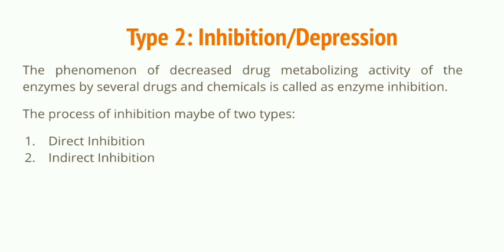The inhibition or depression action of a drug is the phenomenon of decreased drug metabolizing activity of the enzymes by several drugs and chemicals, called enzyme inhibition. The process of inhibition may be of two types: number one is direct inhibition, and number two is indirect inhibition. Direct inhibition means the drug directly inhibits the action of that enzyme, and indirect inhibition means when a drug indirectly inhibits the enzyme. We will discuss further detail in next slides.